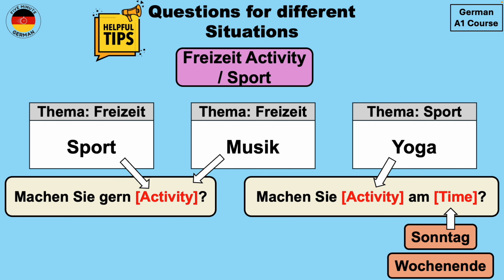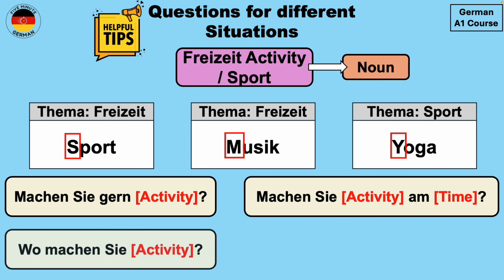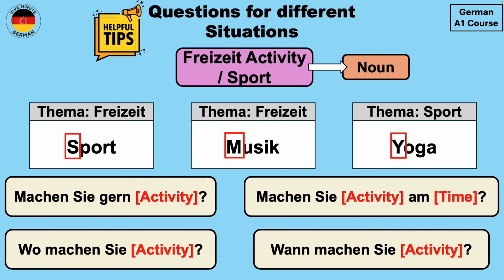However, one important point over here is that these questions are suitable for words which are nouns. And how do you know that these words are nouns? Because the first character of each of these words is capital. So that's how you know that these are nouns. Some other questions that you can use are Wo machen Sie the activity? For example, Wo machen Sie Sport or Wo machen Sie Musik? And if you want to ask when you do this activity, then you can use the question Wann machen Sie Sport? Or wann machen Sie Yoga, and so on.